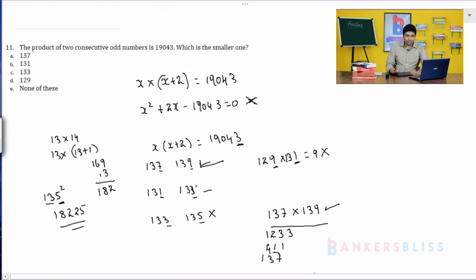So, among these two, which is the smaller number? 137 is the smaller number, therefore 137 is the answer. So, very simple, based on the unit digit you can identify and you can mark the right answer. Okay, let us go to the next problem.